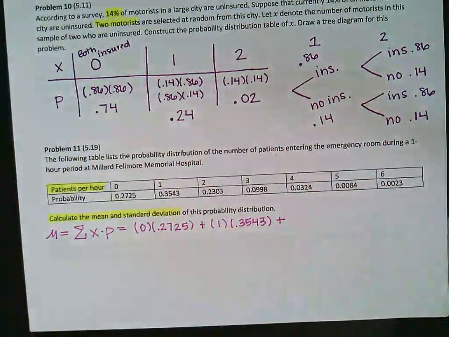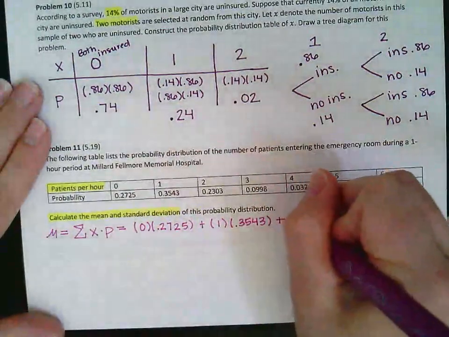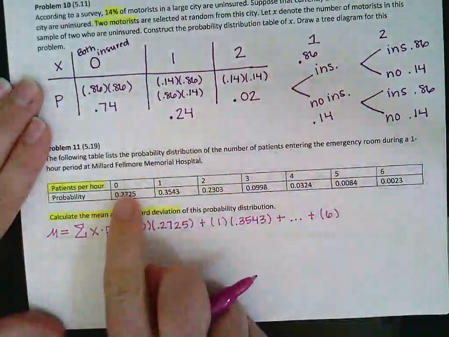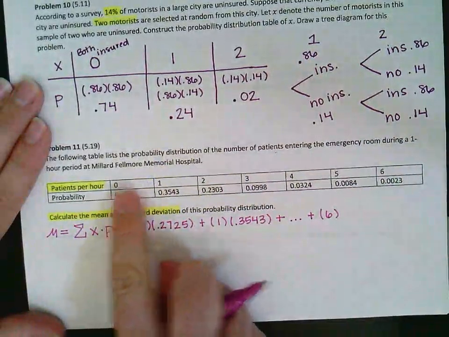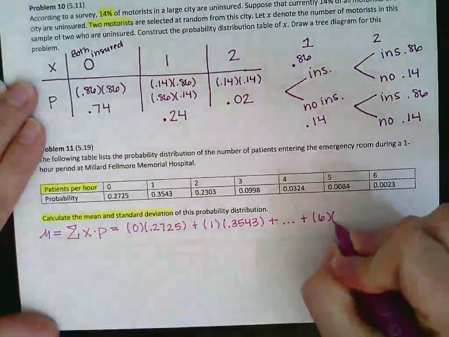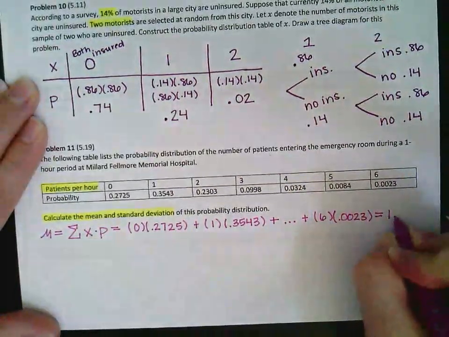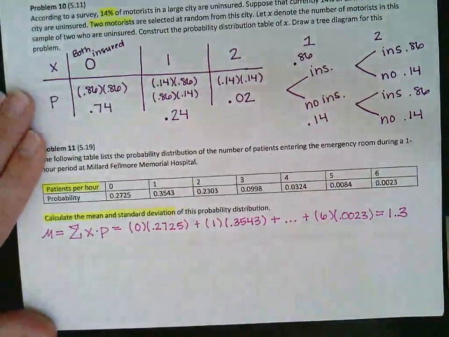I'm just writing across. I really don't have a lot of room to do that, but this is what you would do. So you would do that all actually 7 times because you're including 0. So 7 of these. Plug into a calculator or into Excel and you get 1.3.